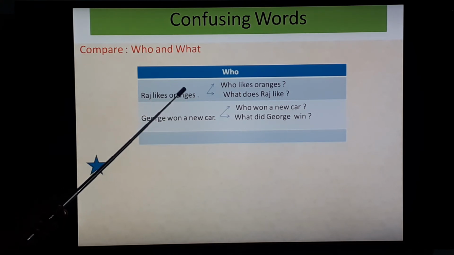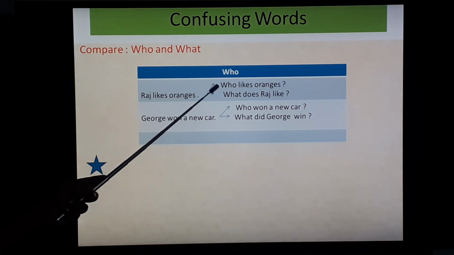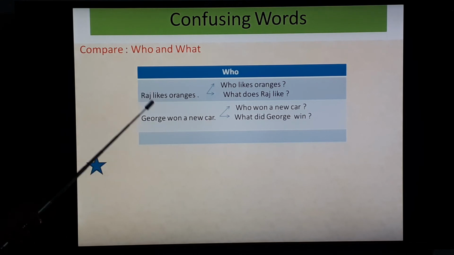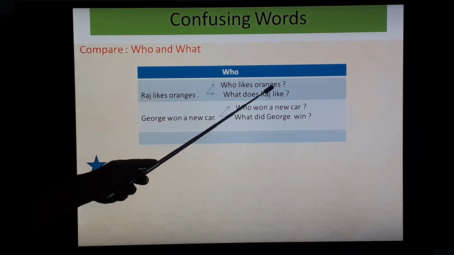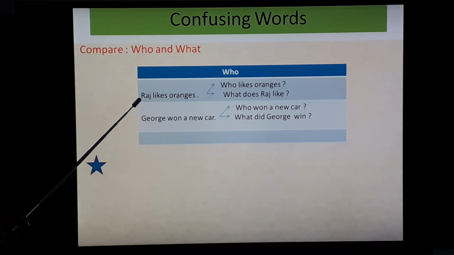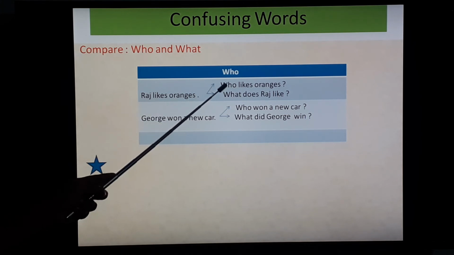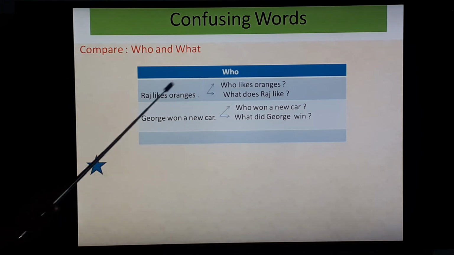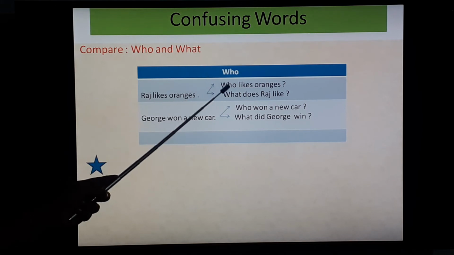First of all, I have framed a sentence or question with the help of who and the same with what. So first, who likes oranges? I want to know about the person. That is why I have put who here. Who likes oranges? So I will get Raj likes oranges. So Raj, that is the answer of who.